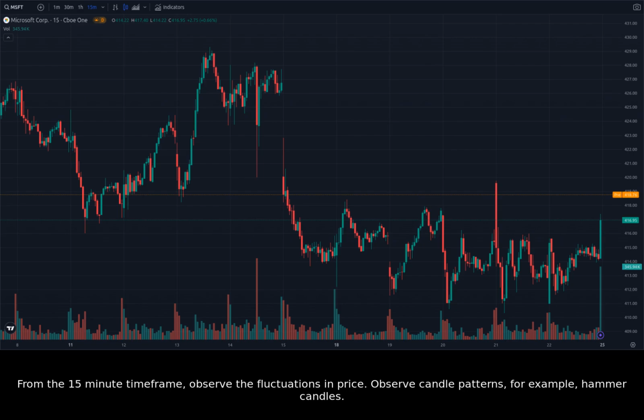From the 15-minute time frame, observe the fluctuations in price. Observe candle patterns, for example, hammer candles. This might signal potential price reversals within the 1-hour time frame. We would also want to correlate this with volume.